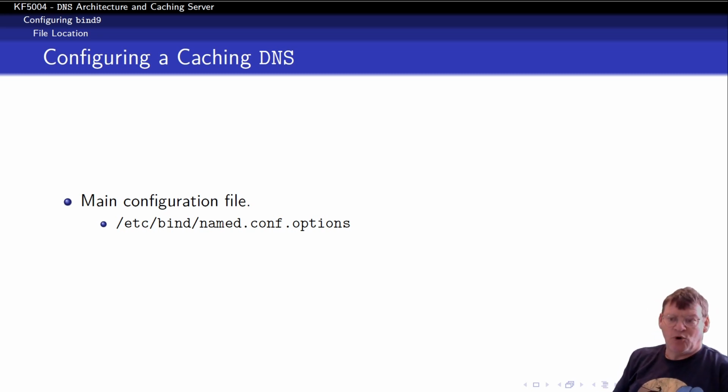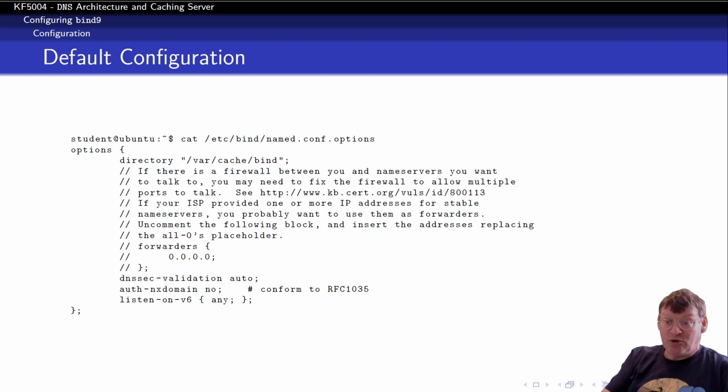Let's put some forwarders in. So we'll go in and we need to look at our main file. Now, the main configuration file for bind9 is named.conf.options, and that's located in /etc/bind. So if we go to that file and open it up, what we'll find is, I've just catted the file here, we'll see that it specifies inside options a directory. We'll come on to that later in the module.